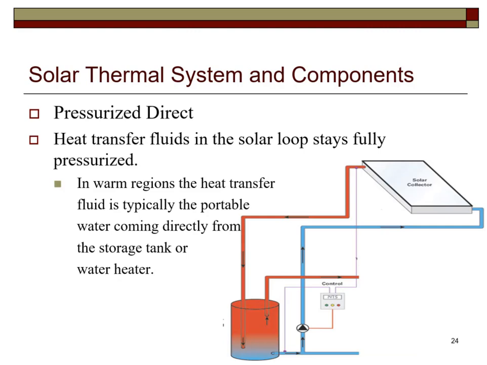The pressurized direct system is shown. The water to be heated is heated directly in the solar thermal collector. This type of system can only be used in areas in which temperature does not go below freezing. The additional requirement is that the water does not contain minerals which can deposit in the solar thermal collector.